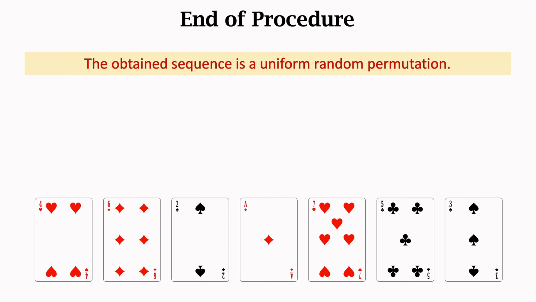Why is the sequence a uniform random permutation? A card can appear in any of the 7 positions, and the probabilities are equal. It can be mathematically proved. Thus, the algorithm produces a uniform random permutation.